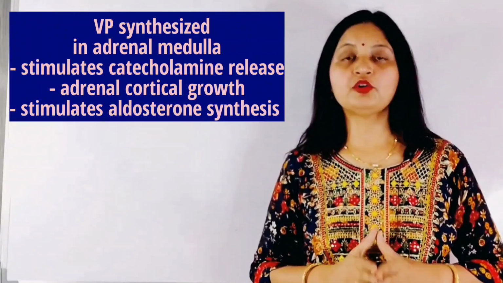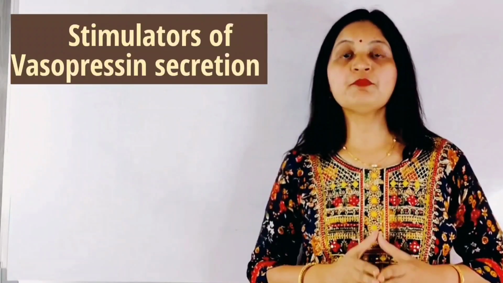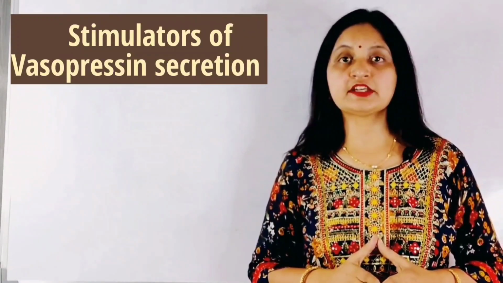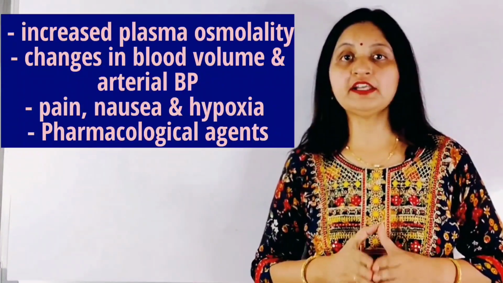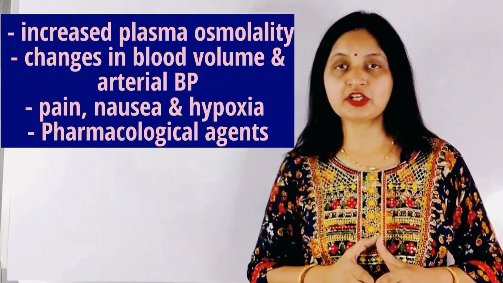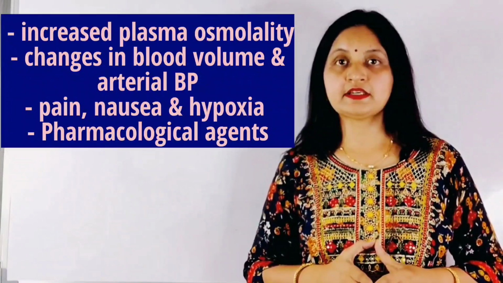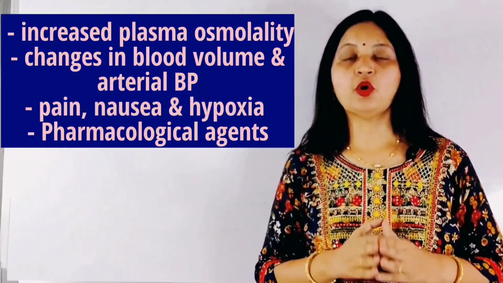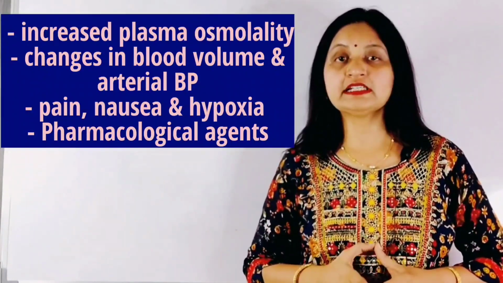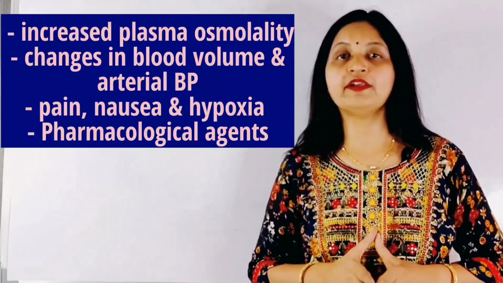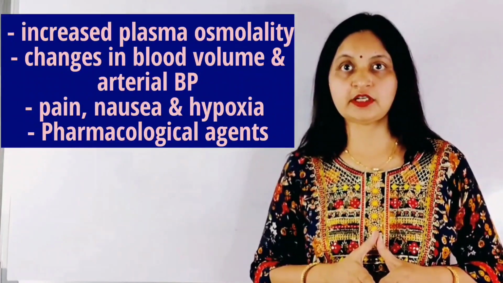Next we move on to the stimulators of vasopressin secretion. One of the most important stimulators of vasopressin secretion is increased plasma osmolality. Also, changes in effective arterial blood volume or blood pressure stimulate vasopressin secretion. Pain, nausea, vomiting, hypoxia and pharmacological agents can modify or regulate vasopressin secretion.